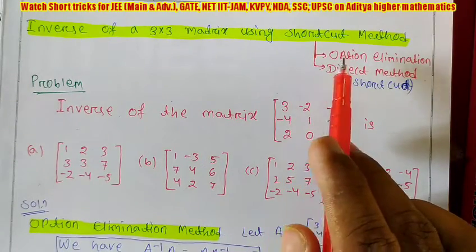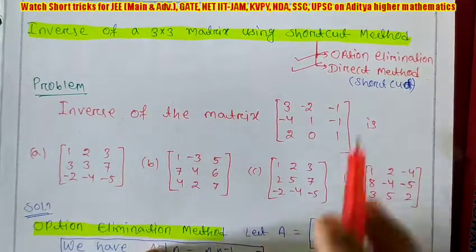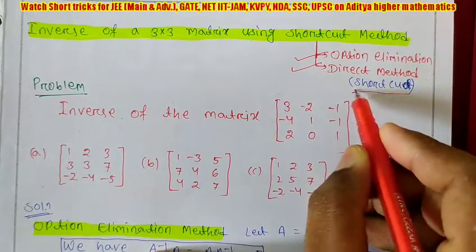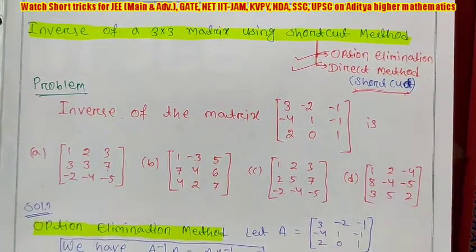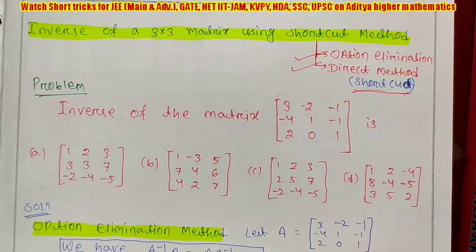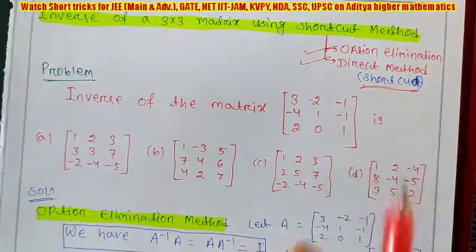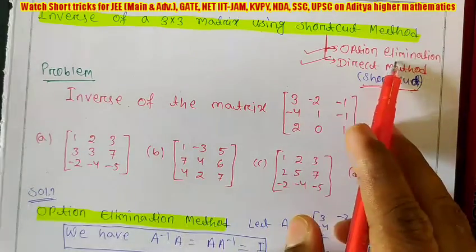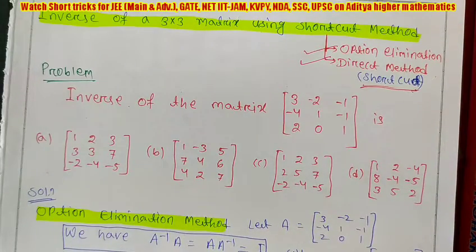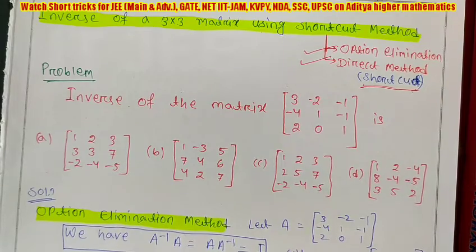The first method I will do using option elimination, and the second I will do using the direct method. In the direct method I will explain the shortcut. If you want to learn the shortcut method, watch my full video because it's an important trick. Option elimination is also helpful in objective exams if you are given options. But the direct method you can use whether options are given or not. This is the difference. In option elimination, if options are given, you can easily apply it. But the direct method, options given or not, you can use that shortcut method.